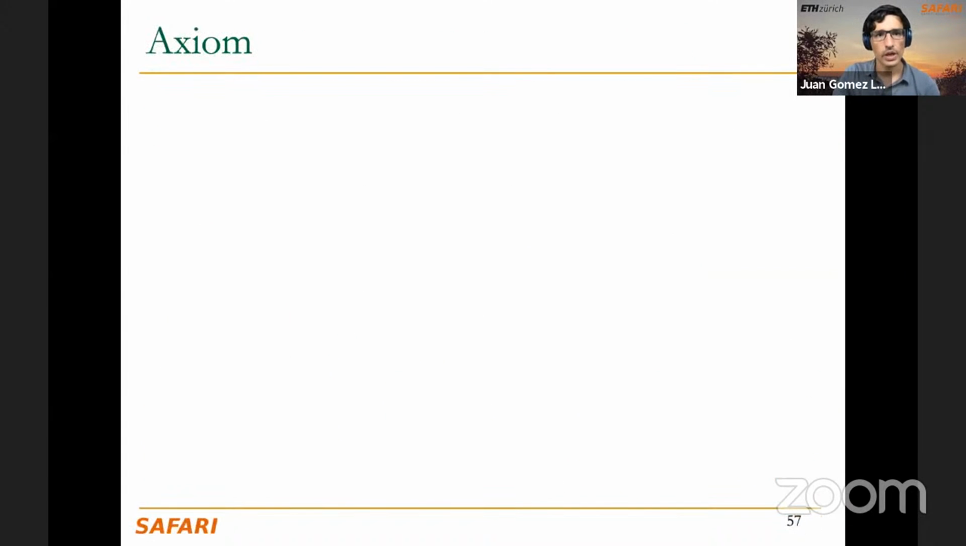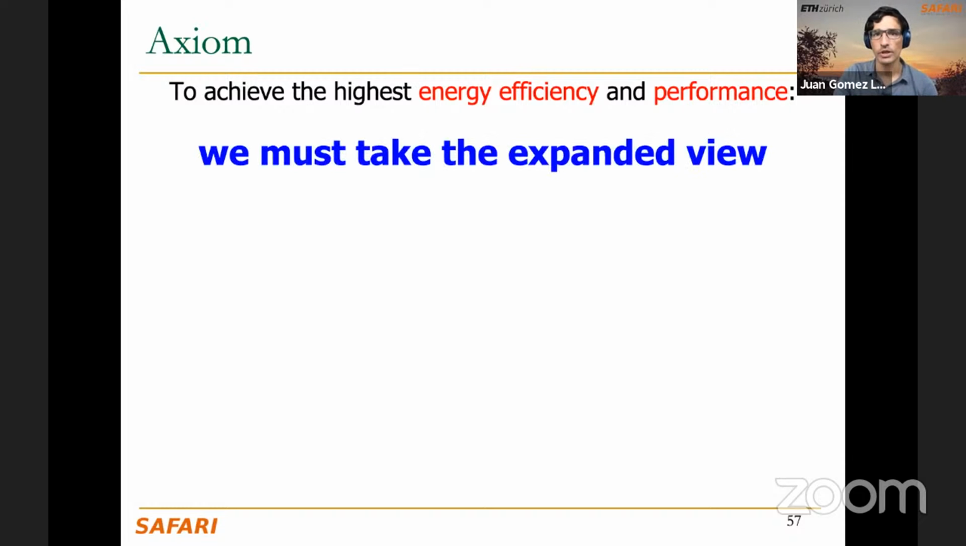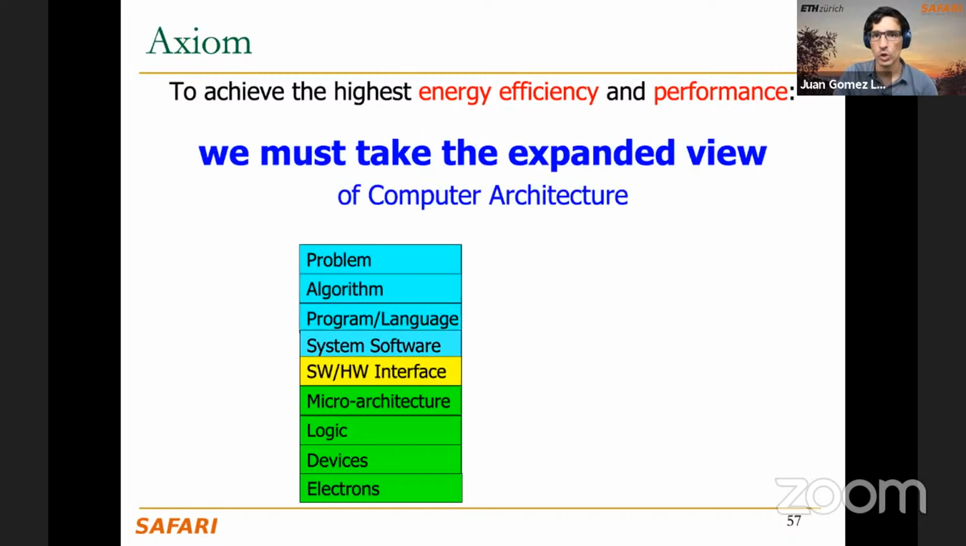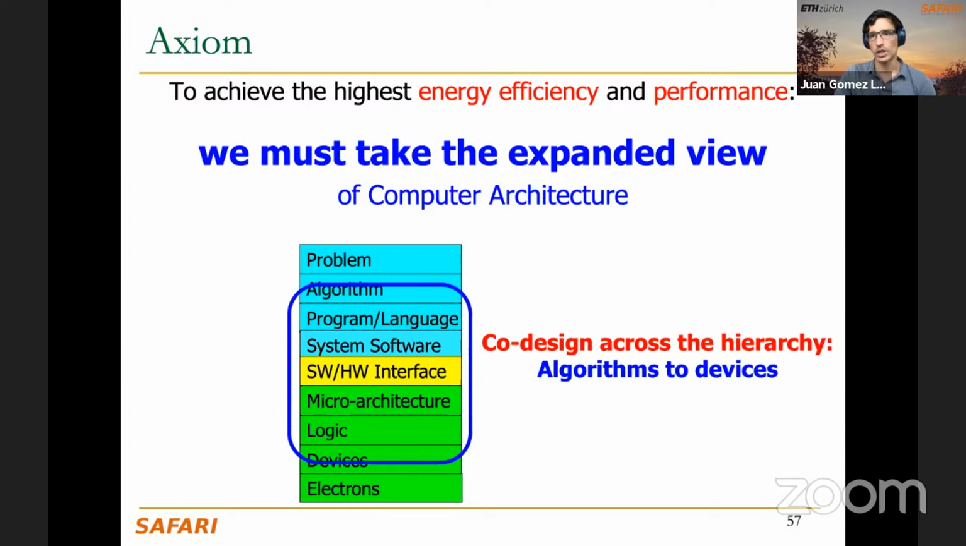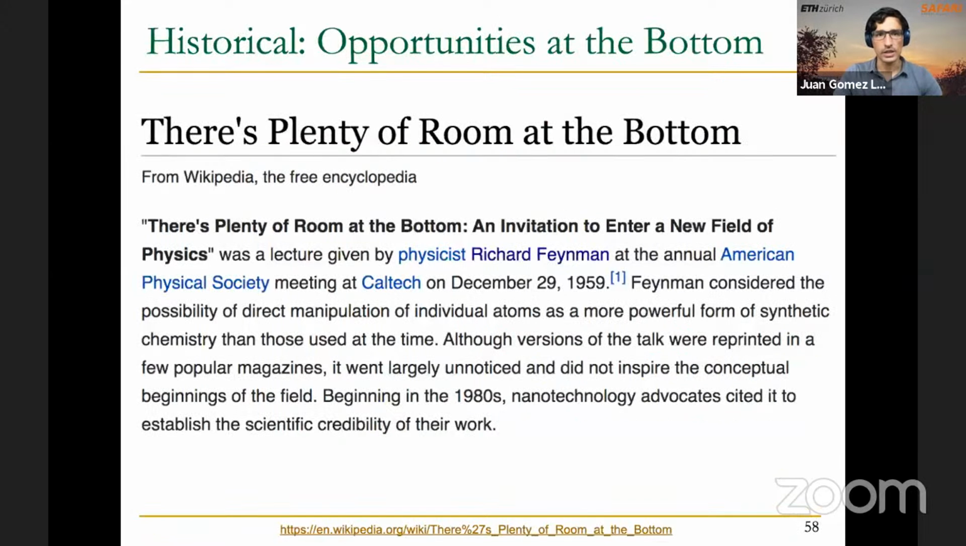Again, our axiom: to achieve the highest energy efficiency and performance, we must take the expanded view of computer architecture. And this way, we will be able to co-design across the hierarchy from the algorithm to the device and specialize much more in order to achieve the design goals.